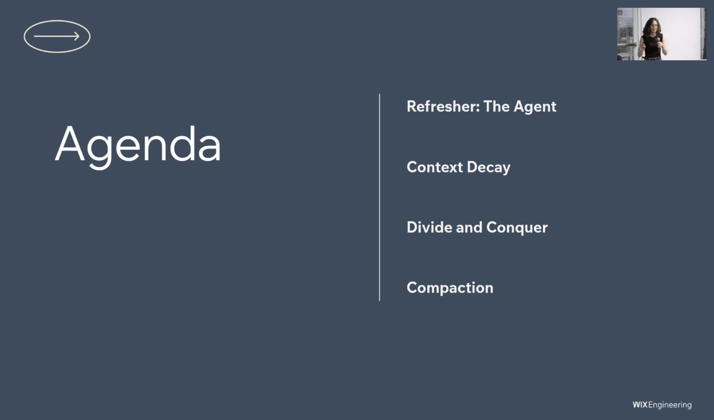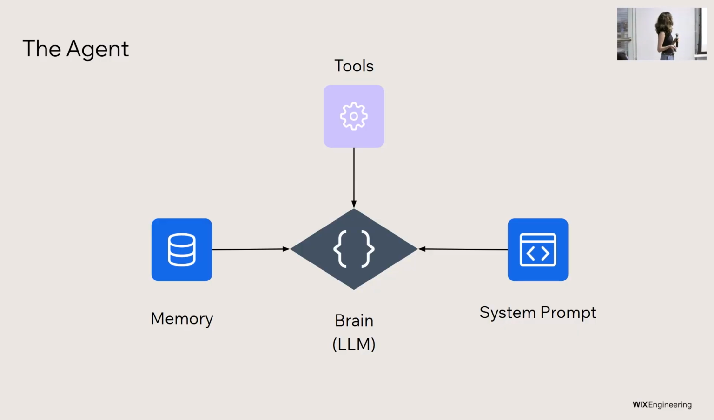So today, we will start with a quick refresher on the agent. I'm pretty sure you're all up to date, but we'll do it anyway. We'll go into a bit of short-term versus long-term memory. So some context decay, the phenomenon that we are witnessing regardless of the size of the model. And some optimizations. What are some strategies we can use to work with this infrastructure that we're stuck with?